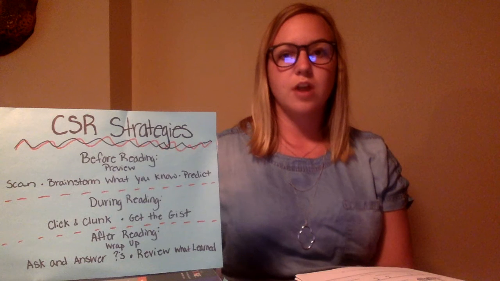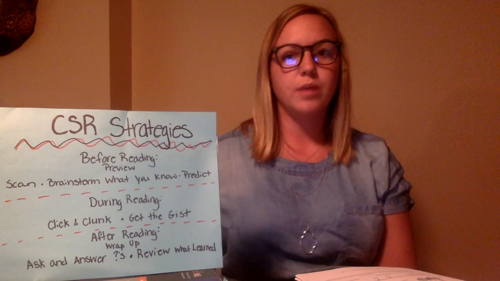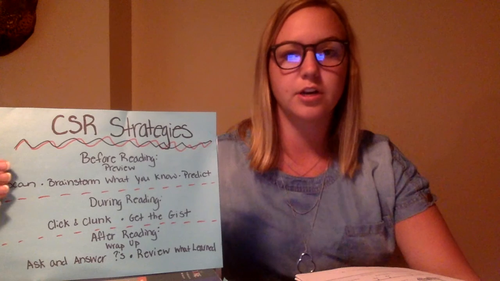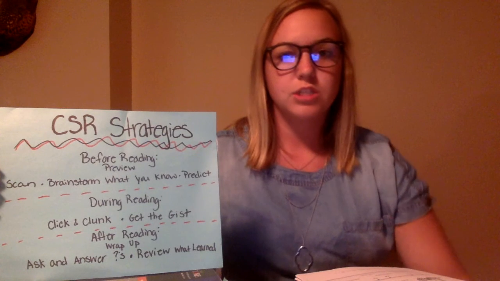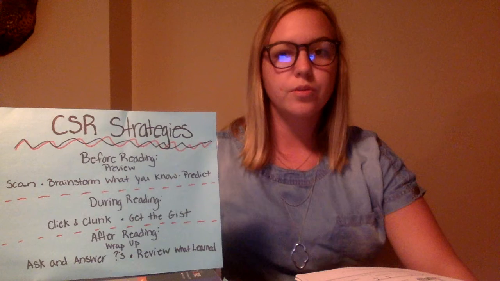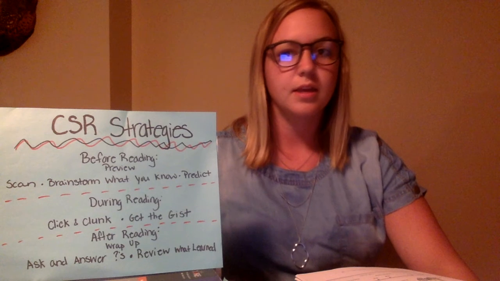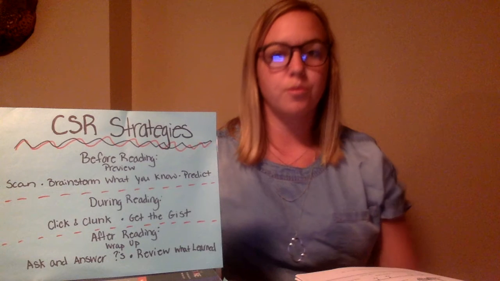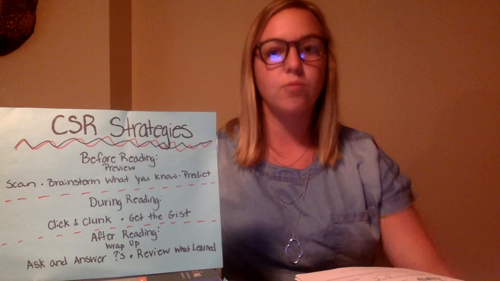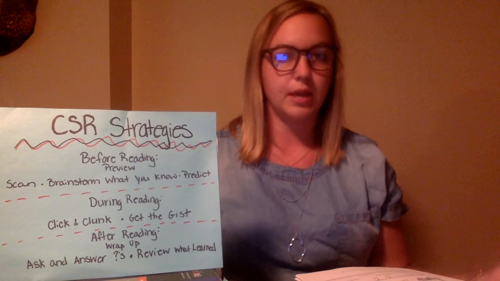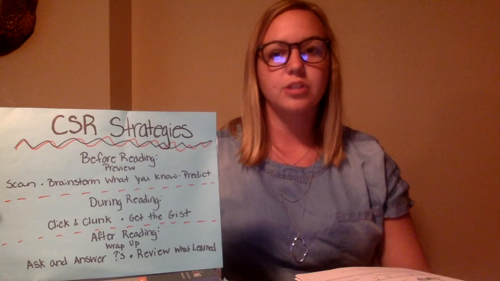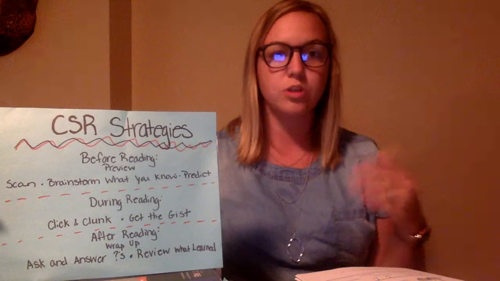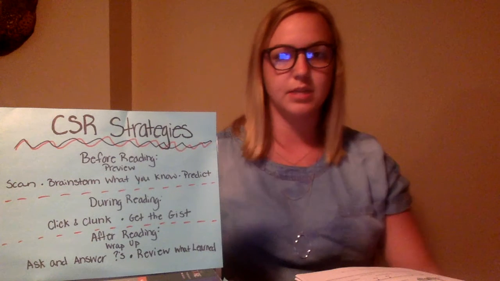So the CSR has 4 main strategies that will help us understand what we are going to read. Looking at our chart here, the 4 strategies are the preview, the click and clunk, get the gist, and the wrap up. The preview is what we do before we read, while wrap up is done after the reading. The click and clunk and the get the gist are done throughout the reading. So these are different strategies we will use before, during, and after our reading process.